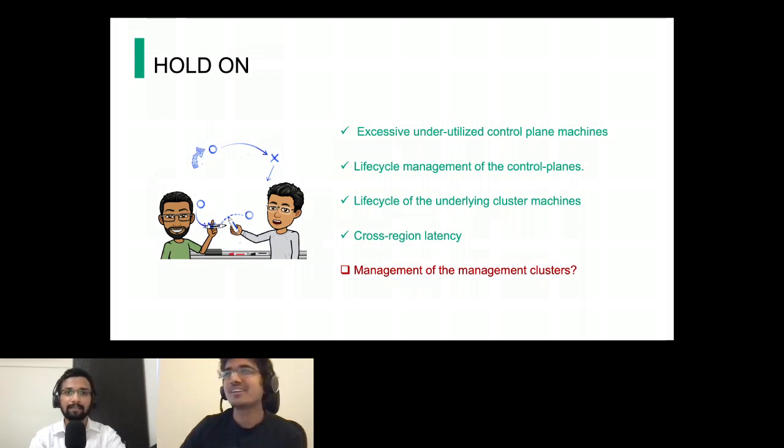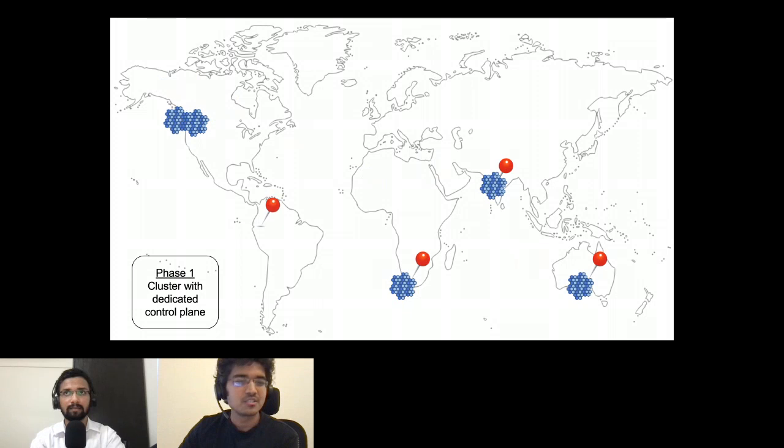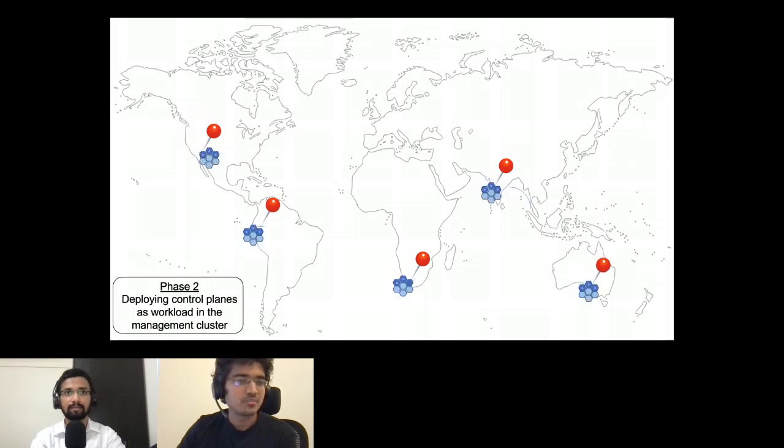Okay, yeah, that's also a valid argument, and you've already got me entangled in it. I don't want to fall back to square one. So let's take a look again at what we have discussed so far. In phase one, we had plenty of clusters with a dedicated control plane in one location. Then we saw the problem that a lot of resources were underutilized. So we decided to move a few of the clusters to different locations in different regions. And this worked pretty well. But again, this situation has its own set of problems, that we have plenty of control planes running at plenty of locations. So we then said, let's go to phase two and introduce a management cluster.